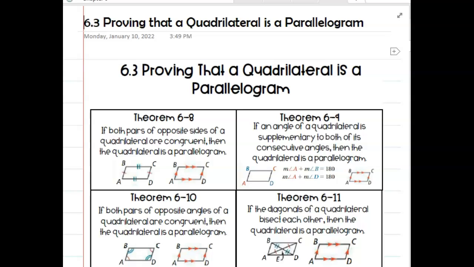1, the opposite sides are congruent. 2, the opposite angles are congruent. 3, the consecutive angles are supplementary. And 4, the diagonals bisect each other. So section 6.2 is starting with a parallelogram and saying, if it's a parallelogram, then these things are true. Okay? Today's just doing the opposite.